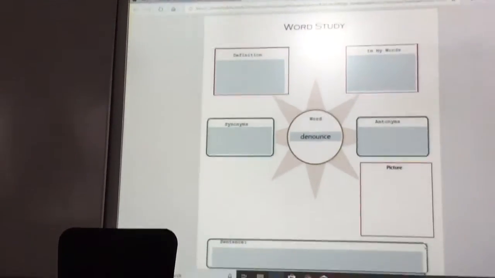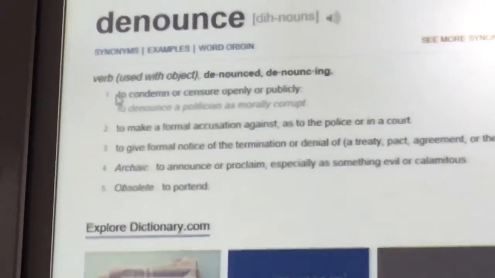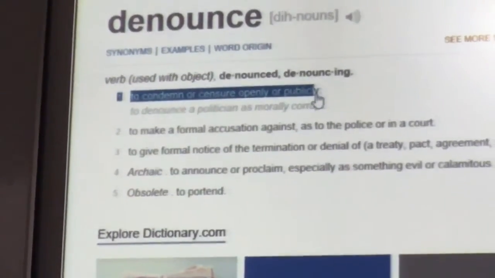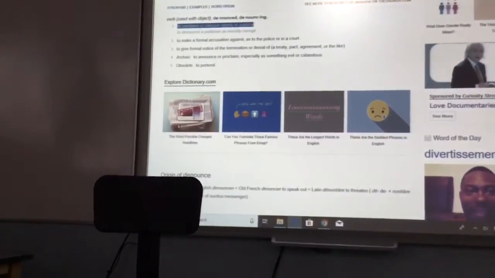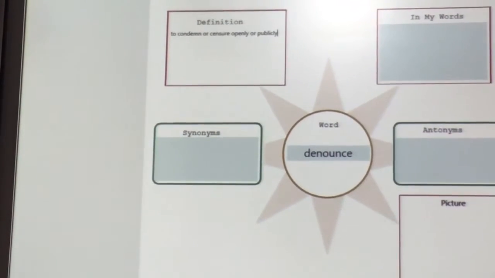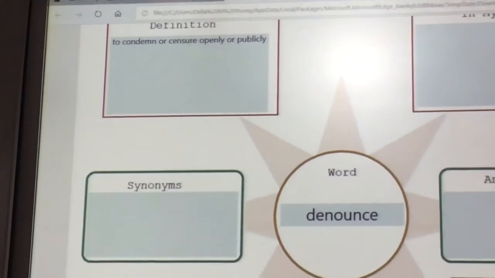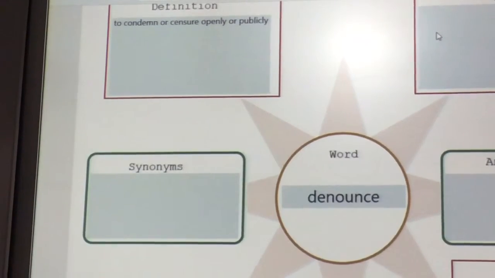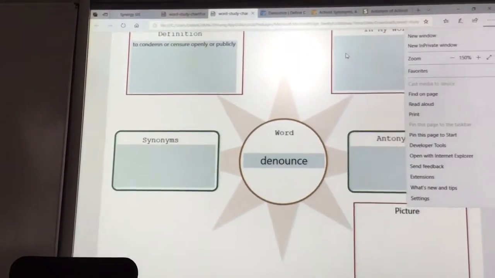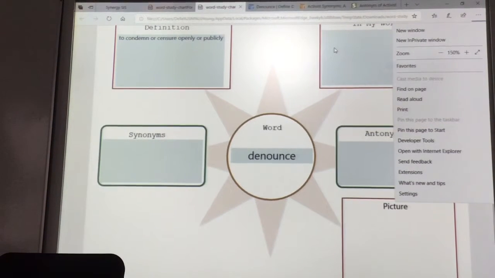We're gonna go here, and we're gonna copy number one. Ooh, I hope I can copy it. Yes. And we're going to paste it here. Now, knowing what this definition is, we decided that we were gonna use the definition to condemn or censor openly or publicly. How do we put this in our own words? Suggestions.